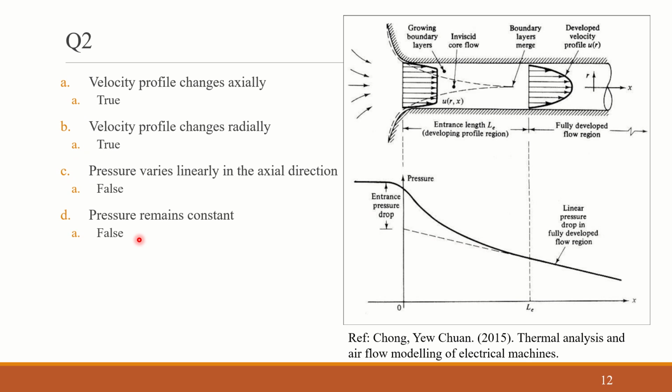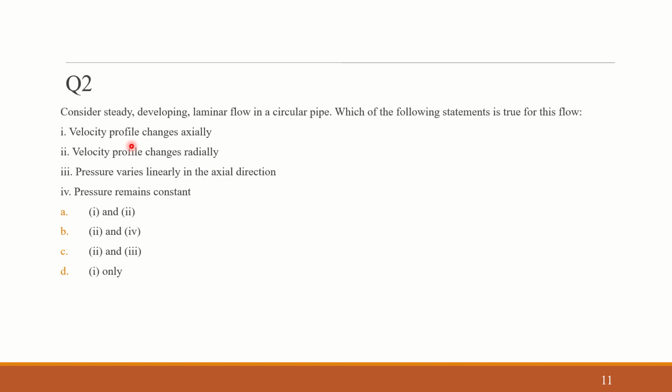Last statement, pressure remains constant. Pressure is not remaining constant, so the last statement is also false. Going back to the question: consider steady developing laminar flow in a circular pipe. Which of the following statements is true for this flow? Velocity profile changes axially, that is true. Velocity profile changes radially, again true. Pressure varies linearly in the axial direction, false. And fourth, pressure remains constant, false. So 1 and 2 are the right statements, which is given by option A. So option A is the answer.